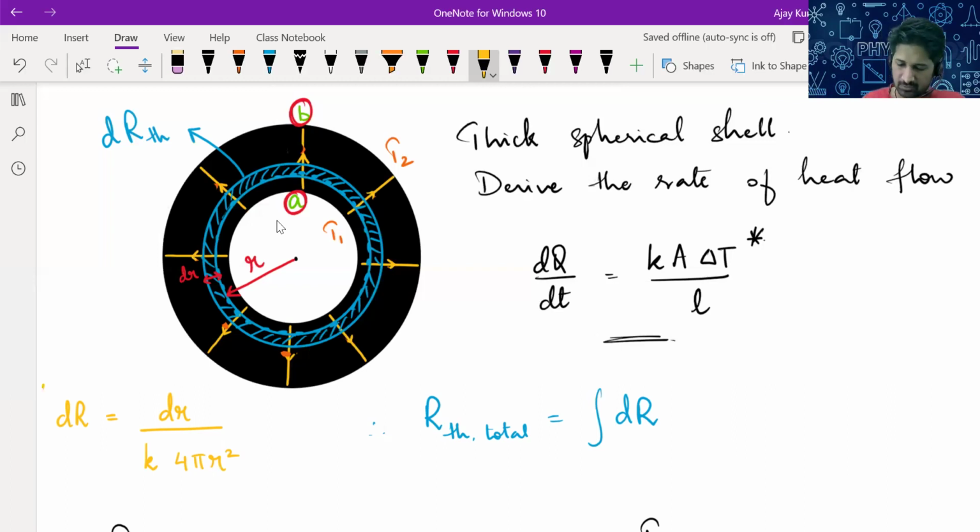So this is the expression for thermal resistance of that spherical element layer. Okay, hope this is clear. If you have any doubt anywhere, you can unmute and ask.